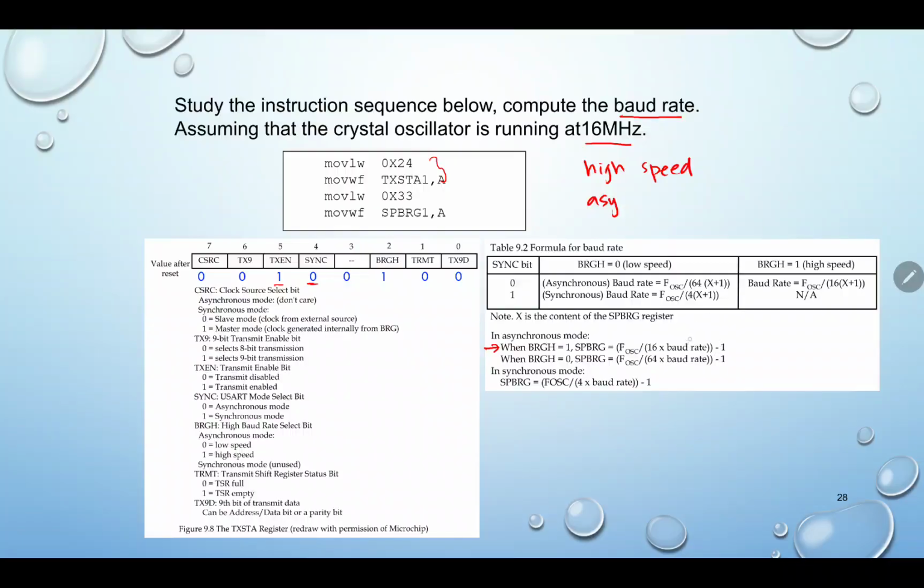So we already have the baud rate value. We're supposed to find what's the baud rate value. You already have this one, and we already have the SPBRG register value. So yes, we can find out what is the baud rate.